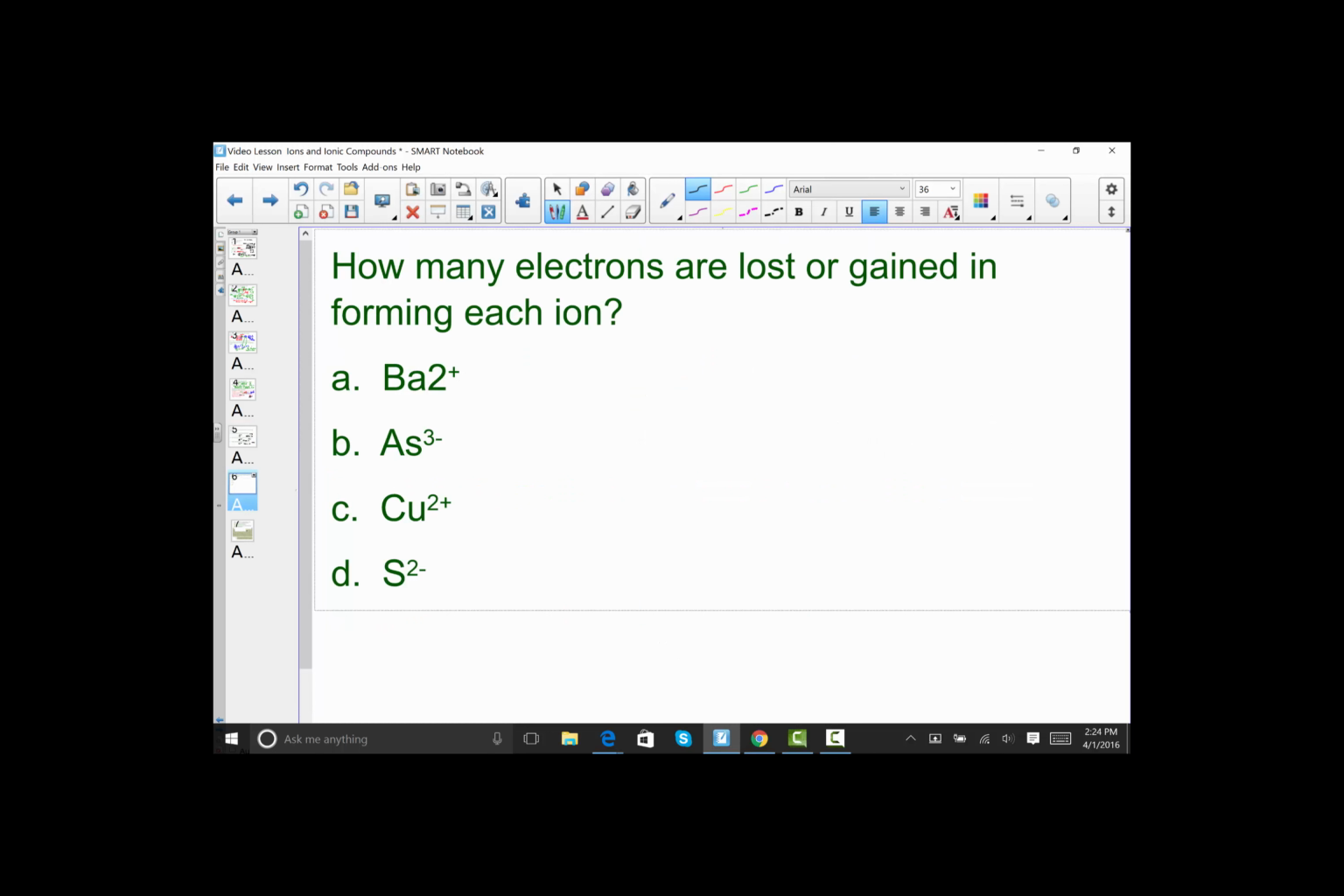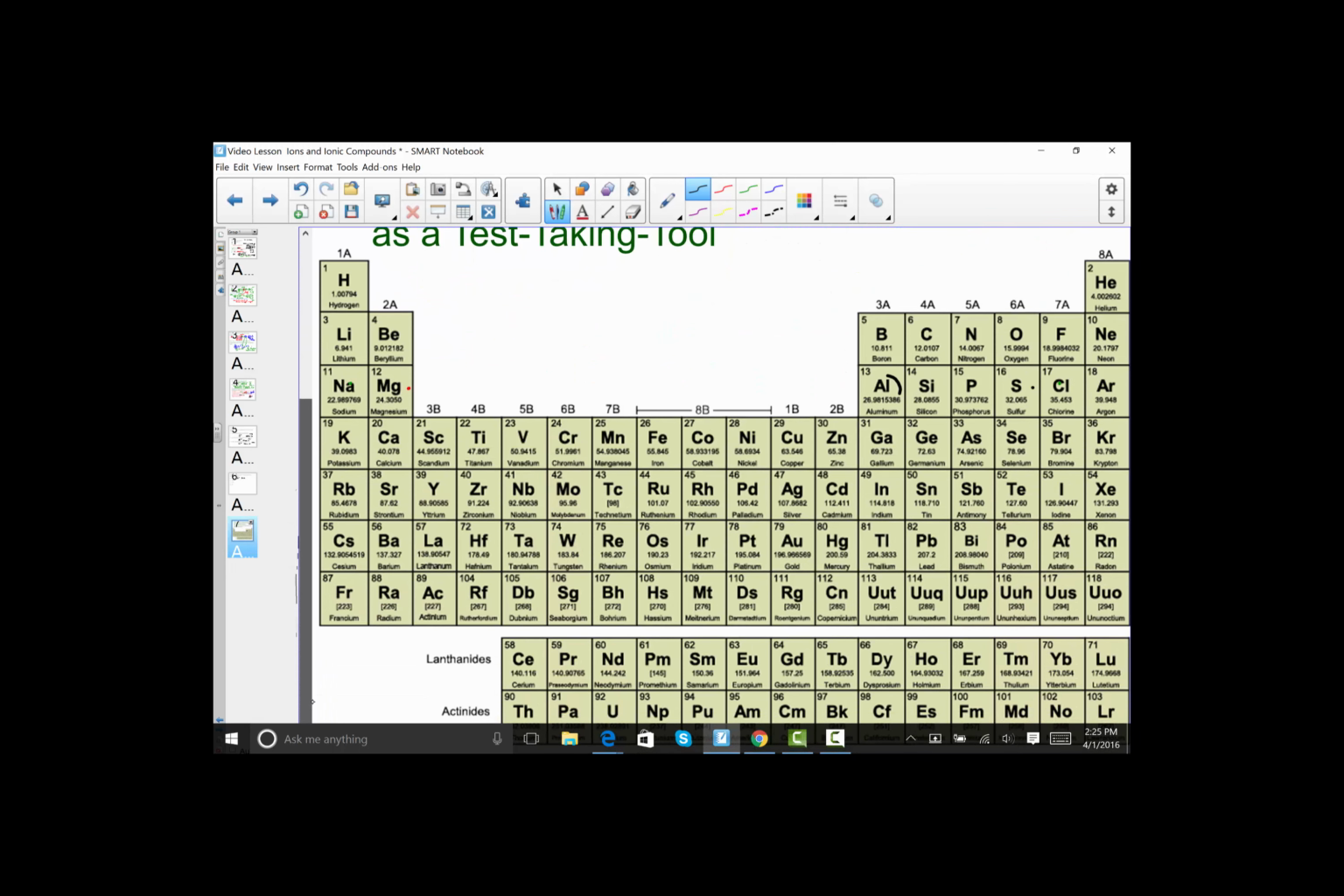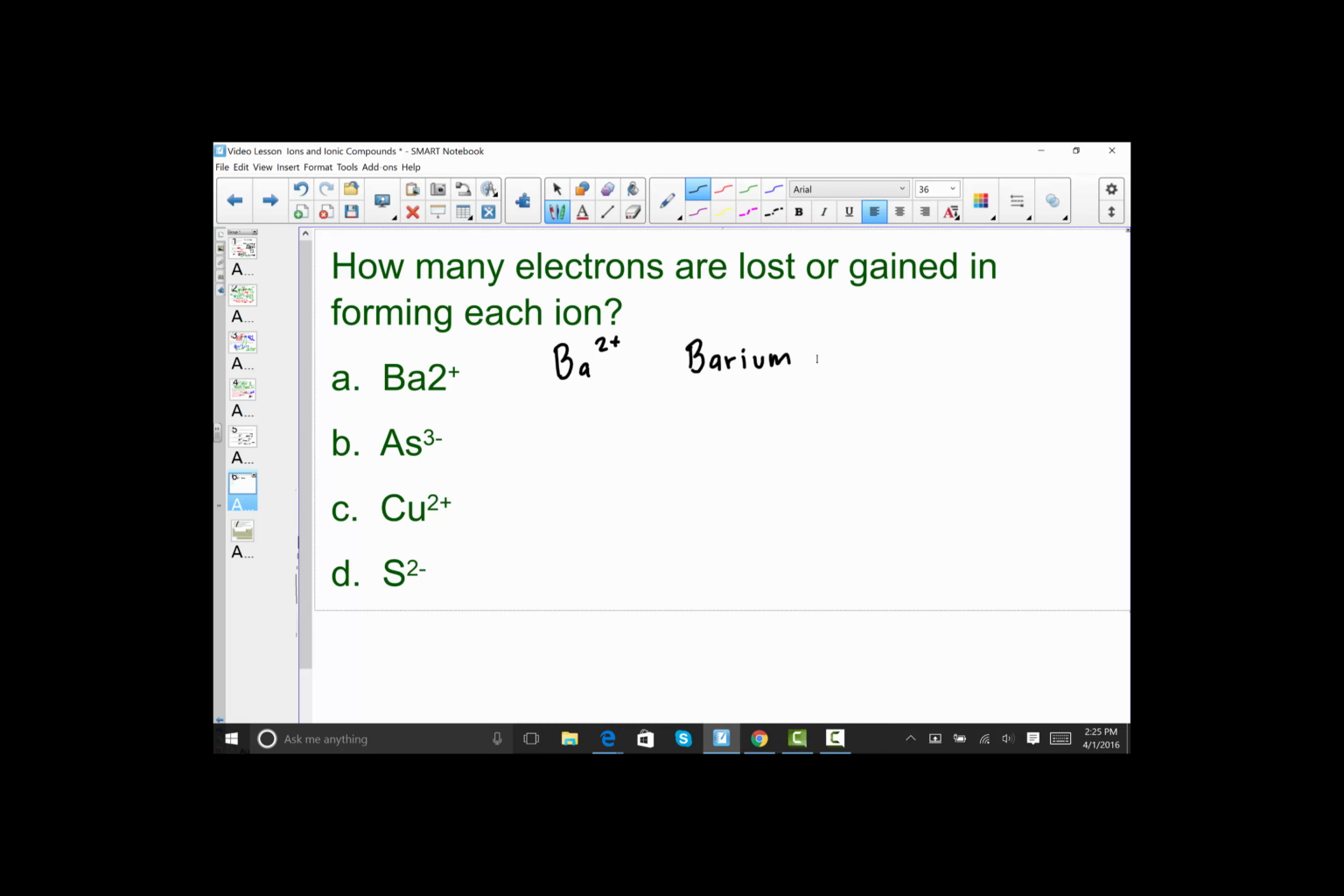How many electrons were lost or gained in forming each ion? Well, Ba with a +2 charge, I should have grabbed that to make it superscripted. 2 positive or +2, doesn't matter which way you write it. We're simply going to name the element. The name of Ba is called barium. If you're still working on that periodic table skill, remember you just are going to slide down. Right here is where we'll find barium. Ba is barium. And I just say the name followed by ion, barium ion.